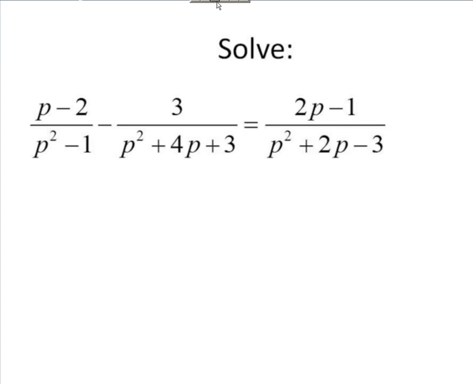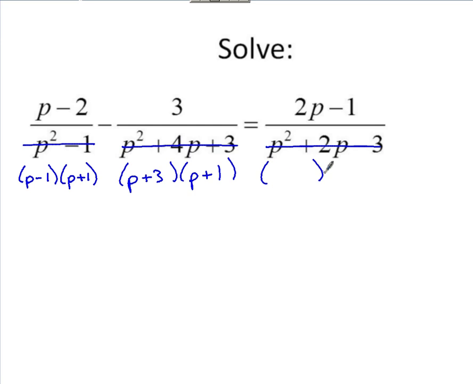Okay, we're going to factor out our denominators. Let's see, when I factor the p squared minus 1, that's p minus 1, p plus 1, a difference of 2 squares. When we factor the p squared plus 4p plus 3, well, that's going to be p plus 3 and p plus 1, right? All right, we got this guy over here, p squared plus 2p minus 3. Well, that's going to be what? P plus 3 and p minus 1.